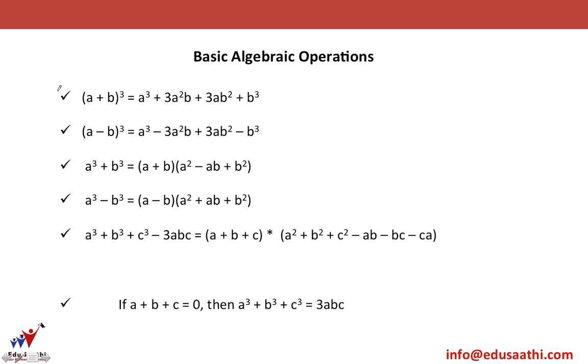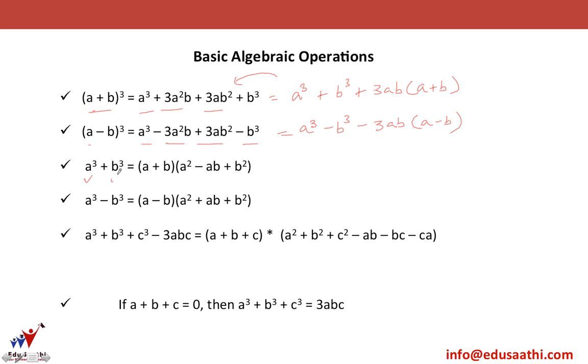Let's try some cubic identities. (a plus b) whole cube is equal to a cube plus 3a square b plus 3ab square plus b cube. This can also be written as a cube plus b cube plus 3ab, and inside bracket you write a plus b. If you solve this, you'll get the same result. (a minus b) whole cube is equal to a cube minus 3a square b plus 3ab square minus b cube. This again can be written as a cube minus b cube minus 3ab multiplied by (a minus b).